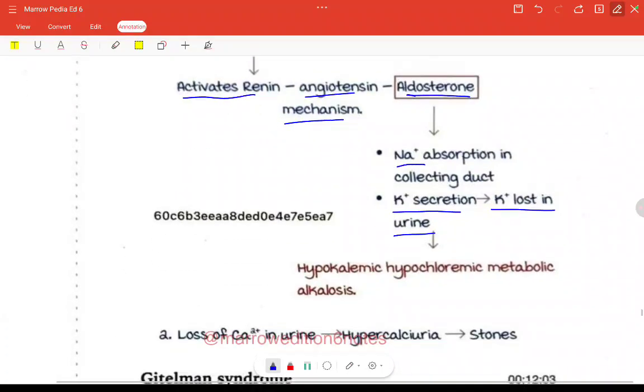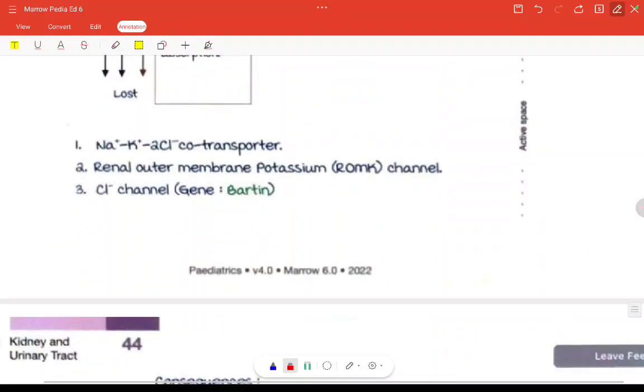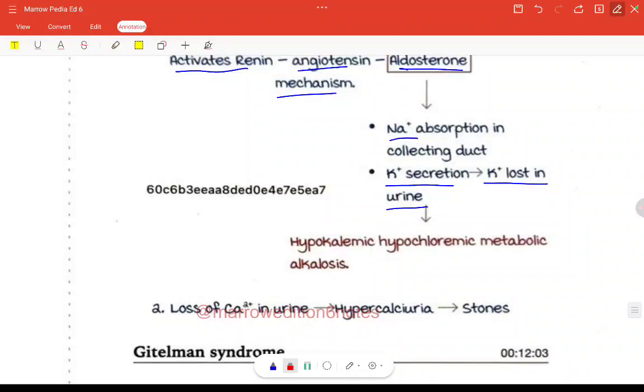Okay, so there is hypokalemia because potassium is lost in the urine. Also hypochloremic metabolic alkalosis is seen. So what is seen in Bartter syndrome? In Bartter syndrome there is hypokalemic, hypochloremic metabolic alkalosis. Loss of calcium in the urine leads to hypercalciuria, and due to hypercalciuria there is stone formation.